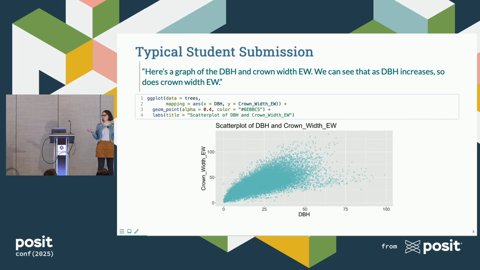But then we get to their explanation, and we see that it says, here's a graph of the DBH and the crown width EW. We can see that as the DBH increases, so does the crown width W. All right, so this is not as bad as just saying, as X increases, so does Y. They used the variable names, but I don't really get a sense of these trees. I don't feel like we learned anything about the trees from their interpretation of their graph.